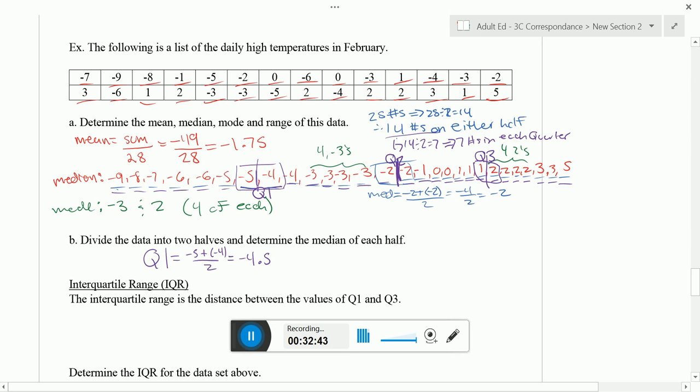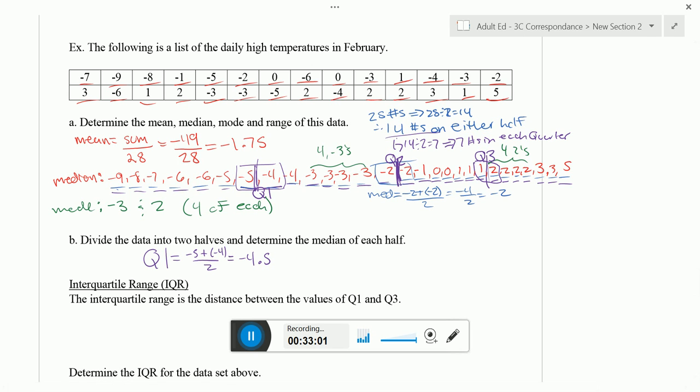So whatever number comes after the Q, that's saying it's the end of that quarter. Q1 is the end of the first quarter. Q2 is the end of the second quarter, also called the median. Q3 is the end of the third quarter, and then Q4 would be the biggest number.